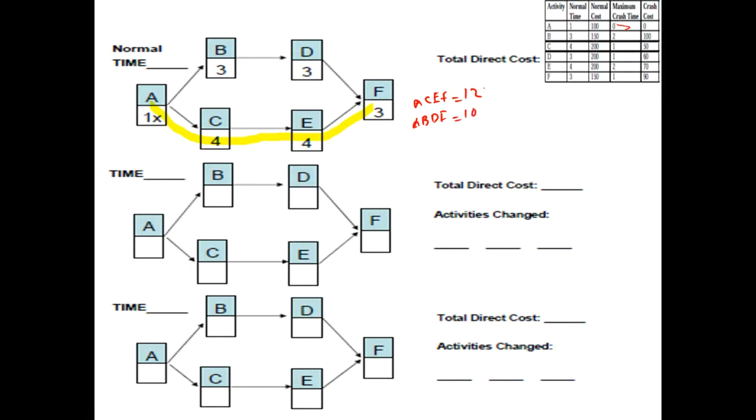So we know that the longest path is the critical path. So ACEF is the critical path, and the critical path also tells us the total overall duration of our project. So the overall duration of this project is 12 weeks. Now, the next question is, what is the total direct cost to deliver this project, right? So we have been given the total normal cost in this column, and we have to compute the total cost.